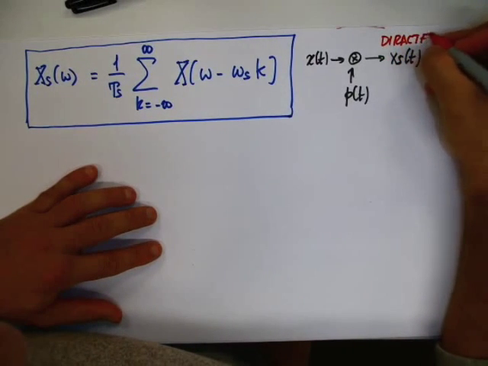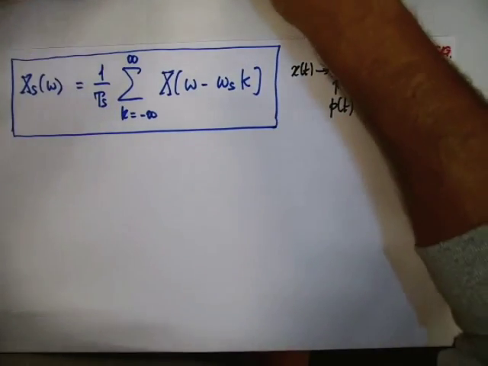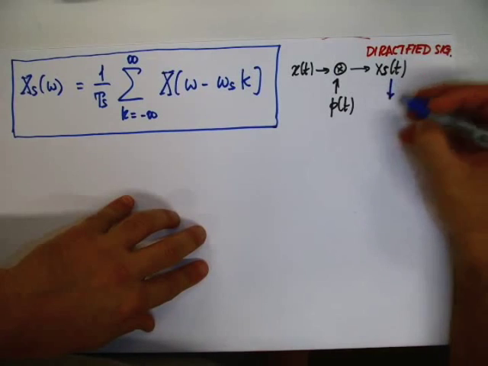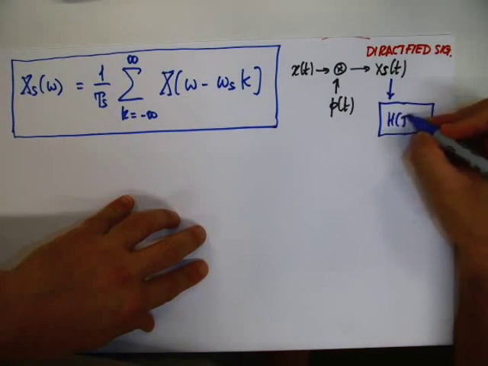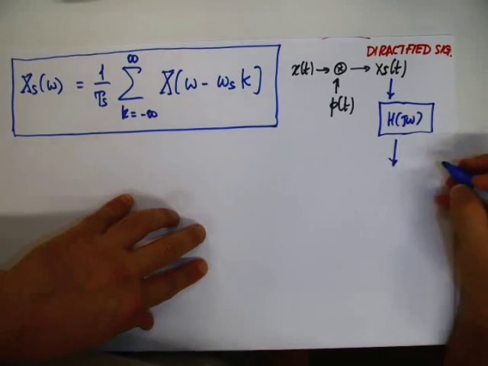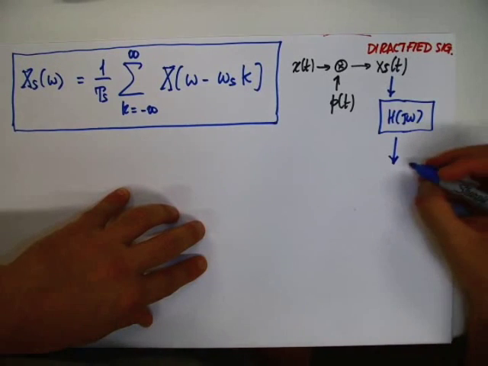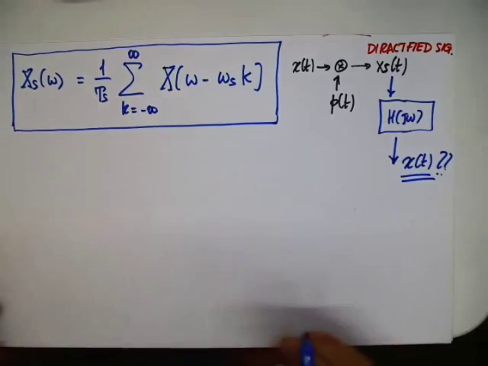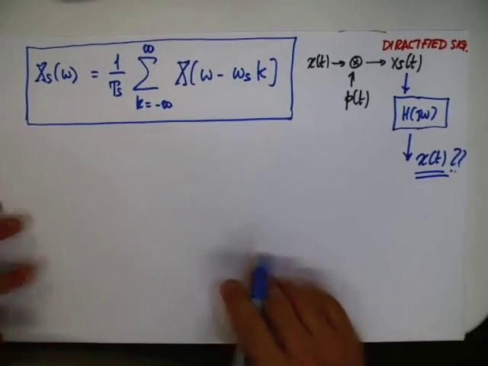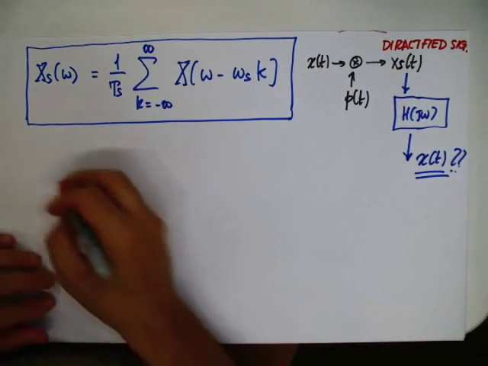Diractified signal. And now what we want to do is design a filter and pass this signal, the Diractified signal, and see if we can reobtain the original one. Okay, so now let's see in Fourier space what we have.